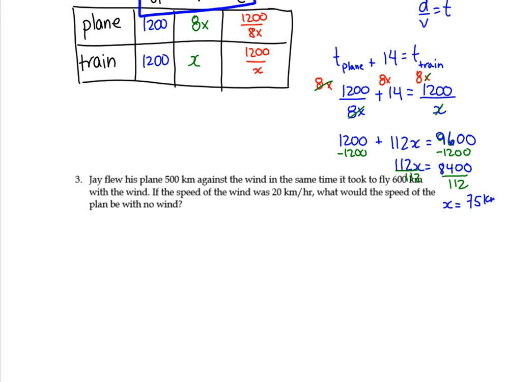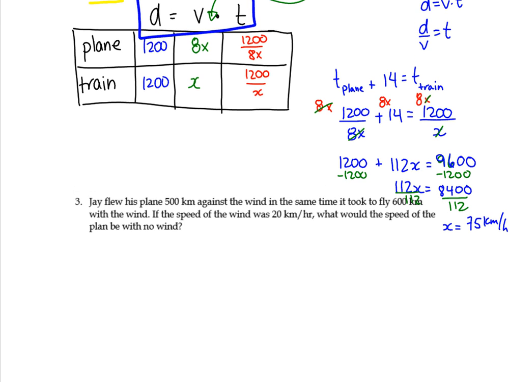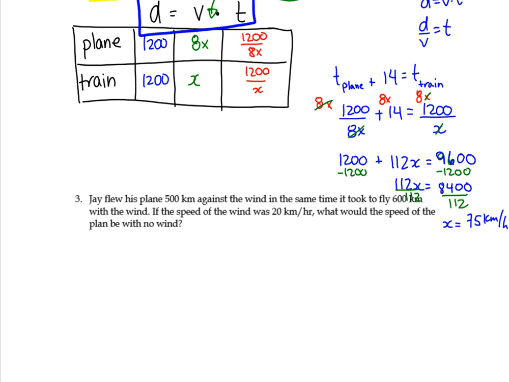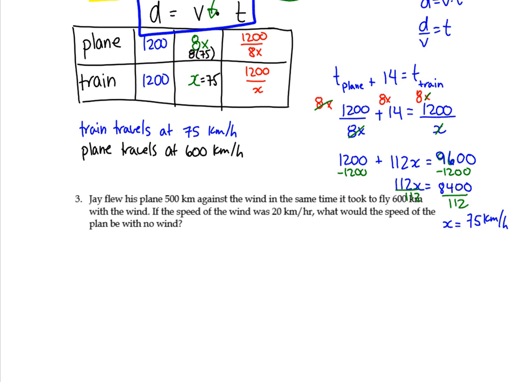75 kilometers per hour. Did they want one specific speed or both of them? Both. So the train travels at 75 kilometers per hour because x is 75. We figured that out. And so 8 times 75, what's that equal? 600. The plane travels at 600 kilometers per hour. And there's our answer.